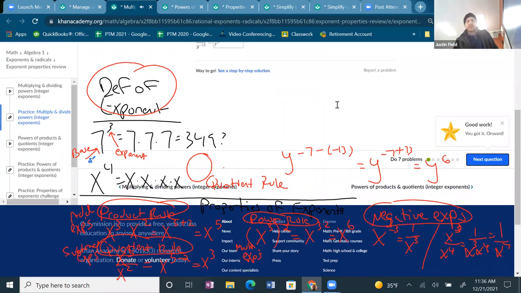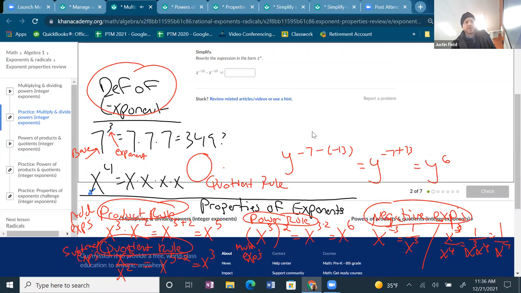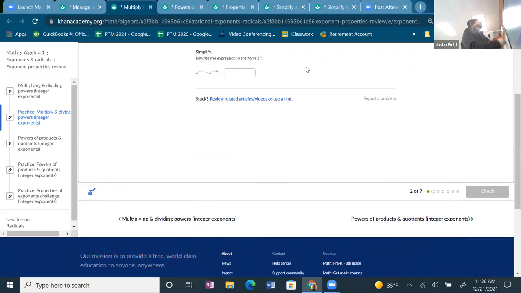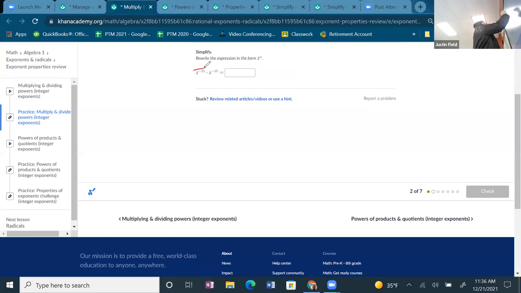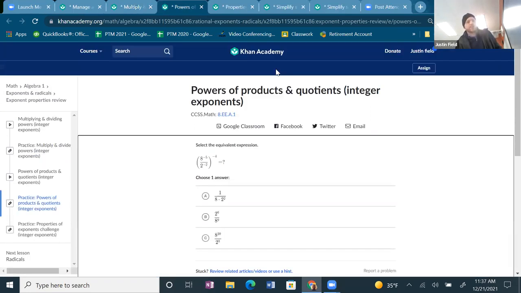Ta-da! All right. And now here we see that these are being multiplied together, so we would just add, right? And so on it goes. So go ahead and see if you can identify which rule to use, and then use those rules.